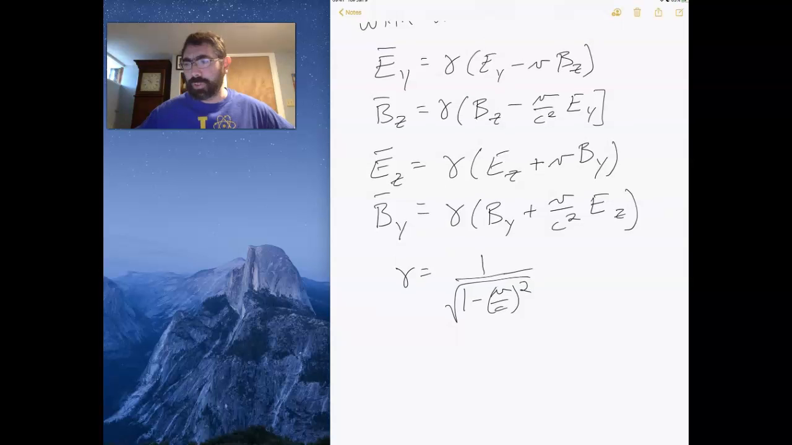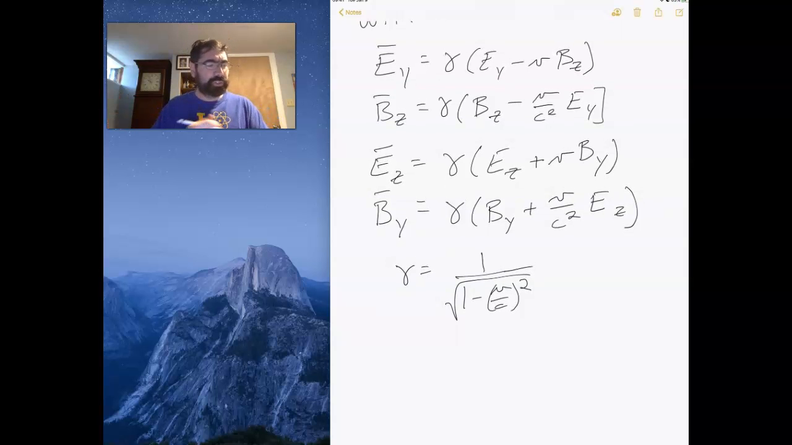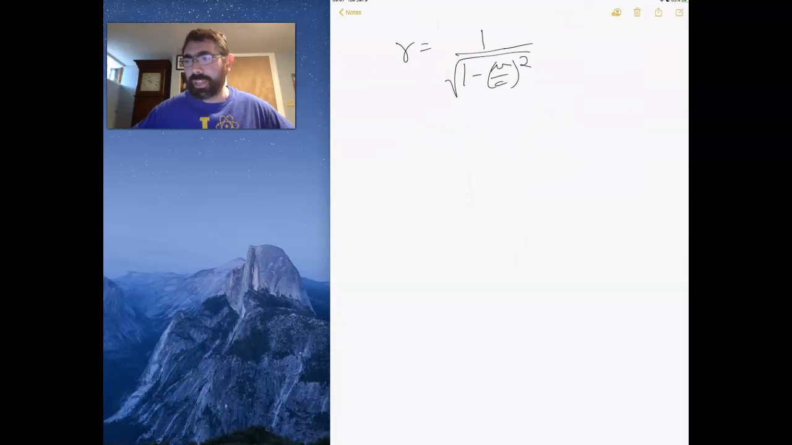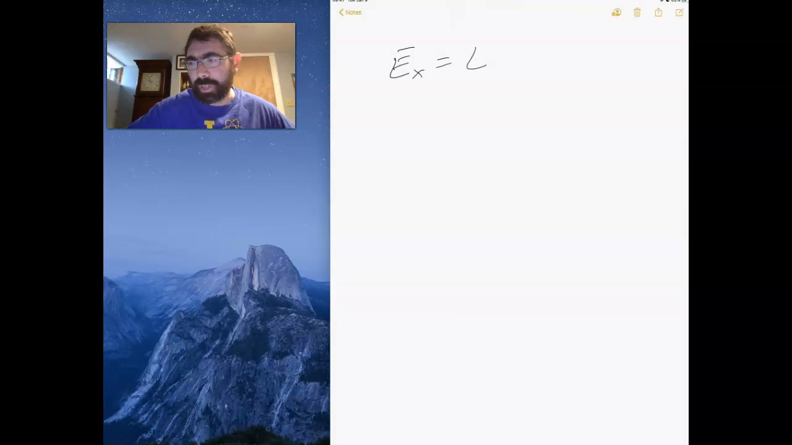So now we have those components, and we have to ask ourselves, what about the X component? Well, we said before that the X component in one frame is equal to the X component in the other frame, because the special relativistic transformation of the electric field only occurs on perpendicular components, not the parallel components. So the electric field is going to be the same in the direction of the motion. The only thing left then is the X component of the magnetic field.